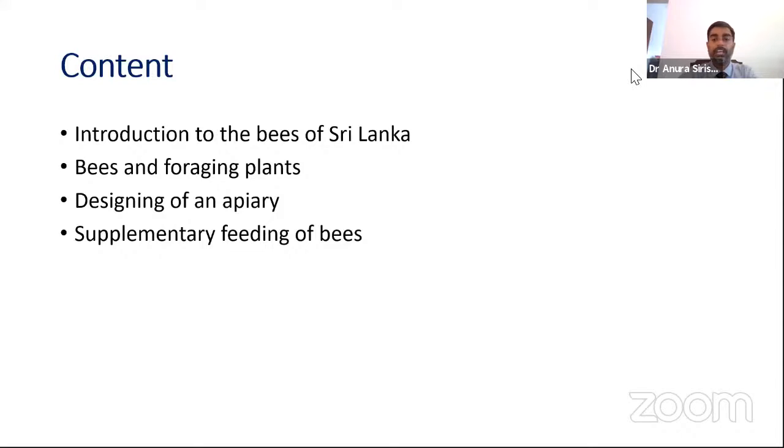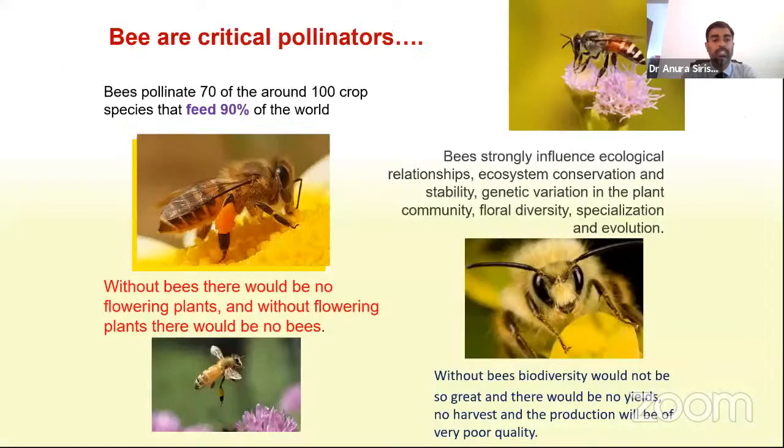So you are very familiar with the bees, right? They are important. Bees pollinate around 70 of the 100 most important crop species that we use as food. Bees strongly influence ecological relationships and ecosystem conservation, stability, genetic variation of plant communities, floral diversity and all. Without bees, there may be no flowering plants, right? And then there may be no food. And if there are no flowering plants, we cannot expect bees to sustain either. Without bees, the biodiversity would not be so great, and there would be no yields, no harvest for us to consume. So we should always understand that we have to conserve bees. The present day agricultural practices are more harmful for the bees.